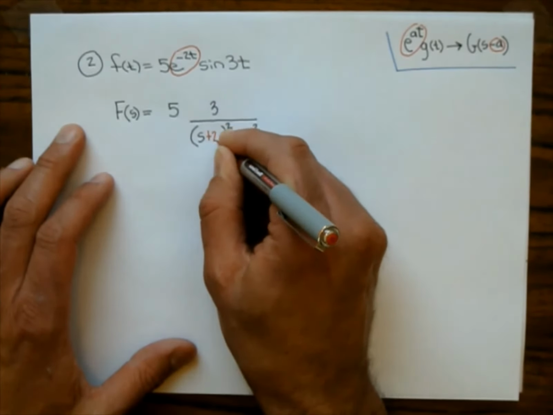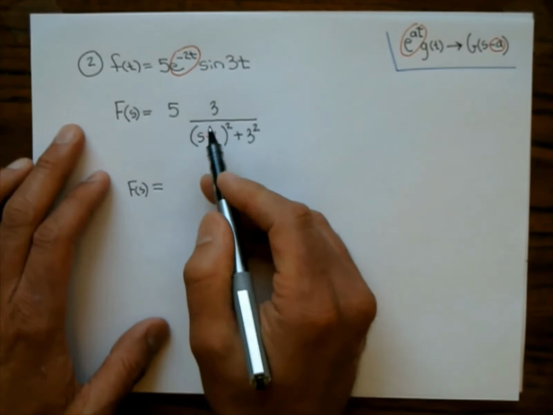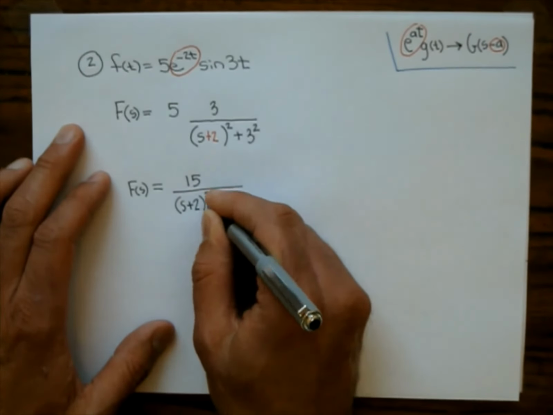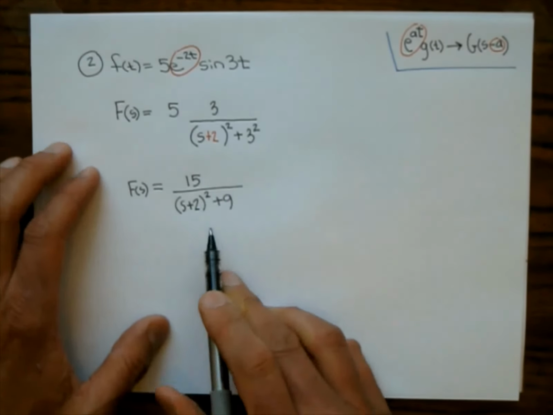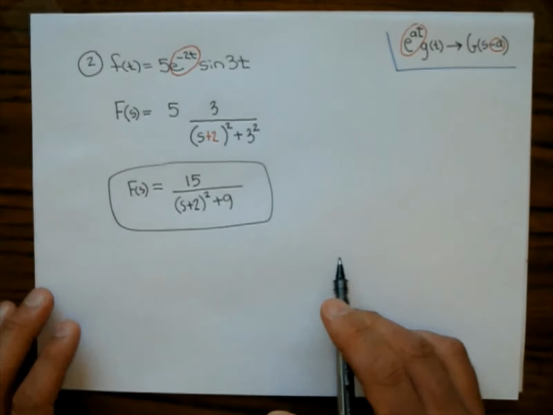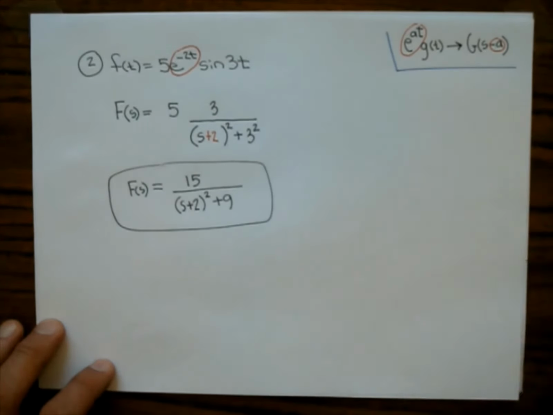Of course, I want to clean up my answer here. So I want to write F of s is, see, on the top we have 15. And on the bottom we have s plus 2 squared plus 9. Now you might say, should we multiply out the bottom? Nah, this is good enough. So we'll box that, and that is how you take the Laplace transform using the first shifting theorem. Let's go ahead and do problem number 3. Once again, I would ask that maybe you pause the video and try to find the Laplace transform on your own.